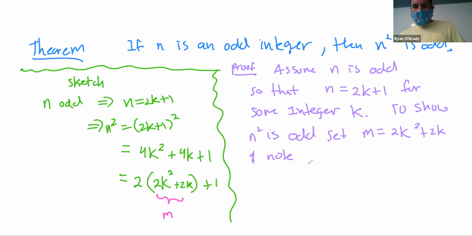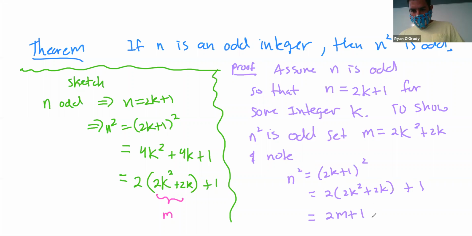And note, what is n squared? N squared is 2k plus 1 quantity squared, which, if we multiply this out, is 2 times 2k squared plus 2k, plus 1, which is 2m plus 1. And so that is a complete proof.